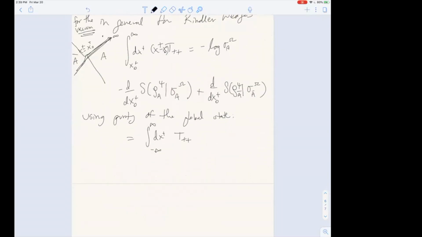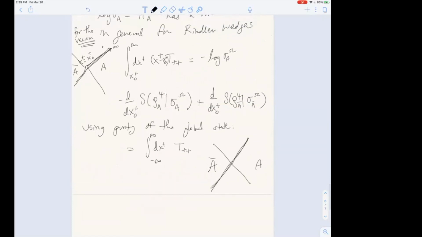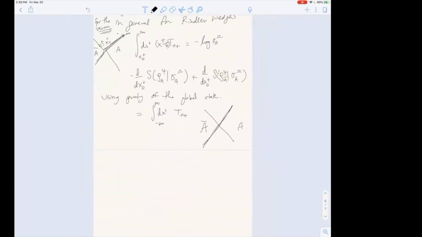Sorry, let me redraw this picture. So we have A bar. The difference of these two terms is just an integral of the stress tensor along this. Okay, this was just a little warm up, but now the sum rule. So this is a sum rule. It's a sum of terms that equals a positive thing, and note that the positive thing is independent of the position of the Rindler wedge.